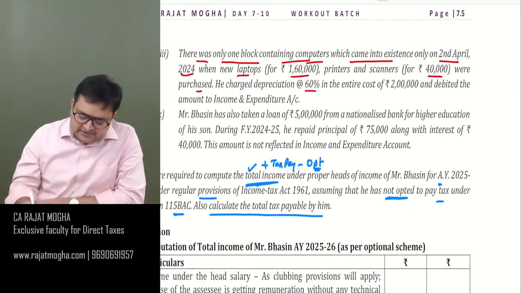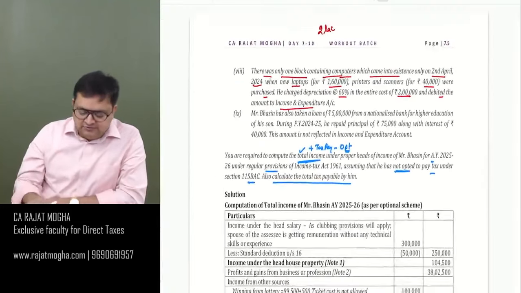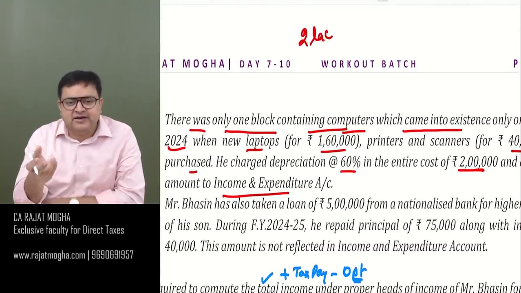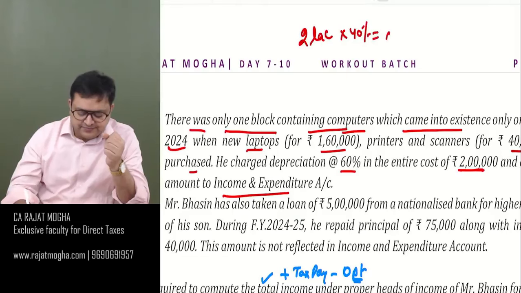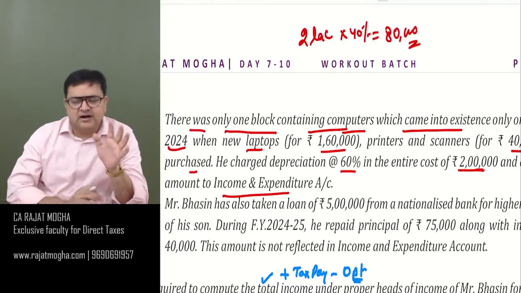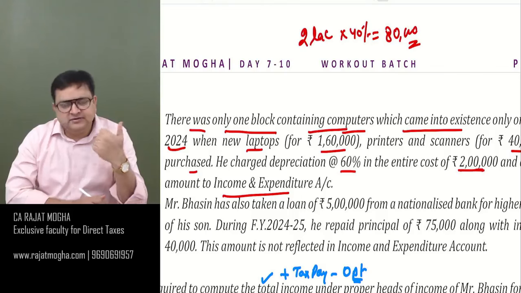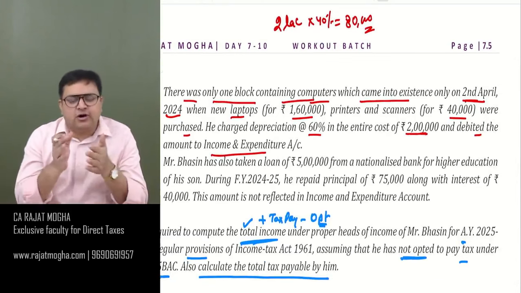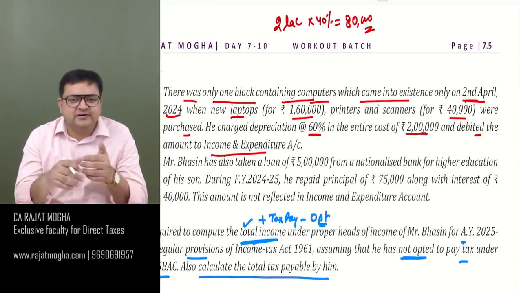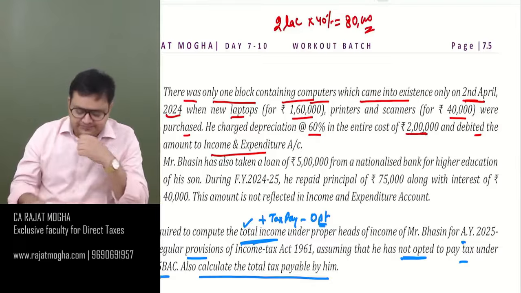He charged depreciation 60% on the entire cost of 2 lakh and debited to the income and expenditure account. So this person has charged depreciation of 60%. So what we will say, no, 60% is not correct, 40% is correct. So what you can do is simply, you can disallow that and you can allow 40%, 80,000 rupees. Understood? You can do the difference also, or simply to put it, just disallow that and allow 80,000. That's it. Had it been from 4th October or onwards, I would have charged half depreciation. But right now it is in April, so I'll charge full depreciation. Simply, I'll disallow that. I'll allow this.